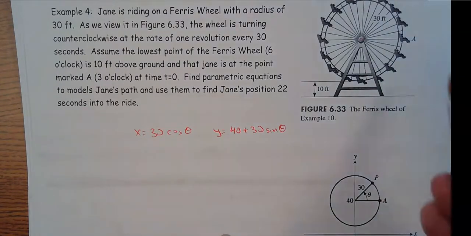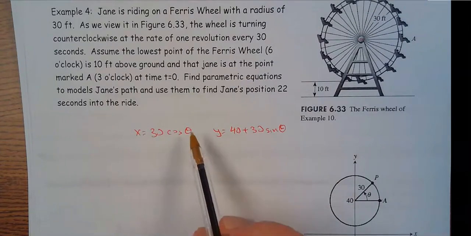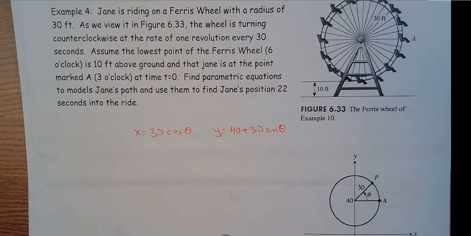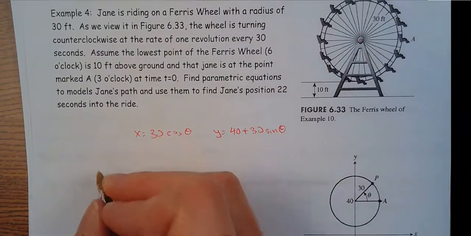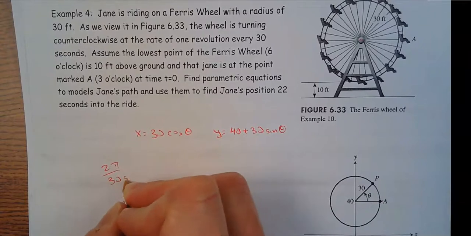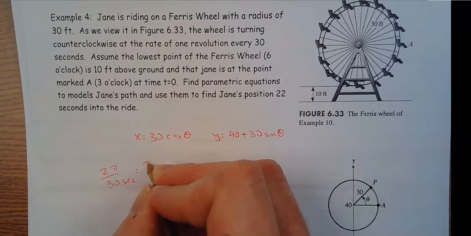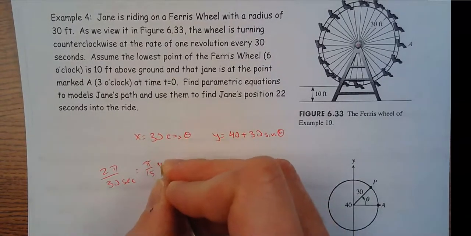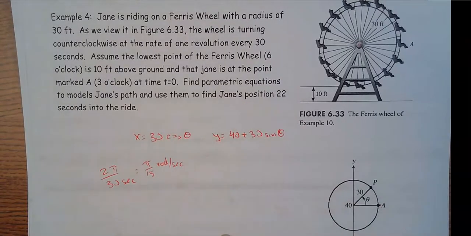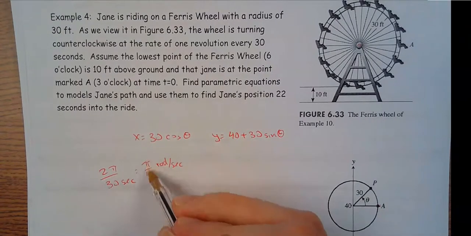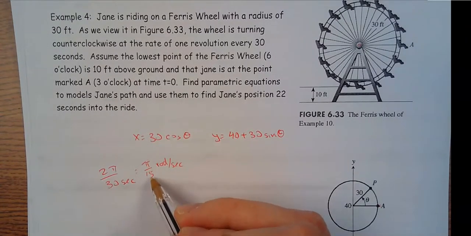Now, theta, though, we have to take care of the time issue here. How fast is it spinning? Because if I plug in 1, 2, 3, what does 1 represent? When t equals 1, that's 1 degree, or if we're doing radians, I don't want t equals 1 to equal 1 radian, because it doesn't travel 1 radian per second. It actually travels 2 pi radians every 30 seconds. That's your speed, which if you reduce that, is pi over 15 radians per second. So I need to put that in. After 1 second, I want that to be multiplied by pi over 15.